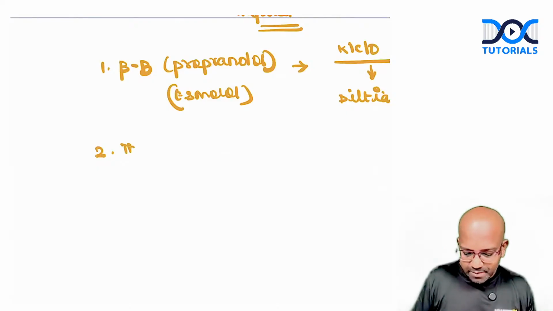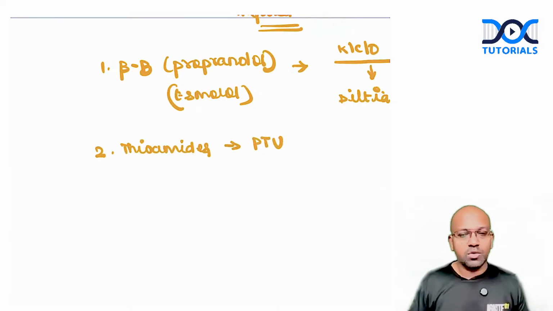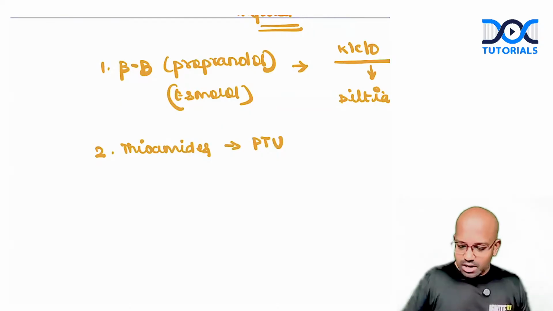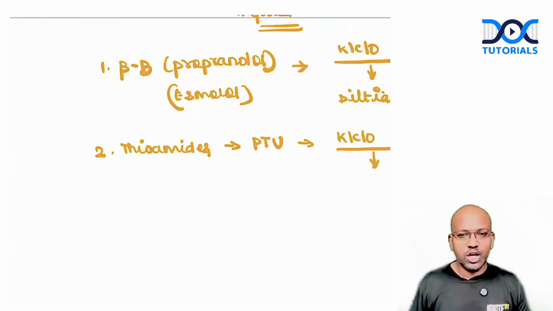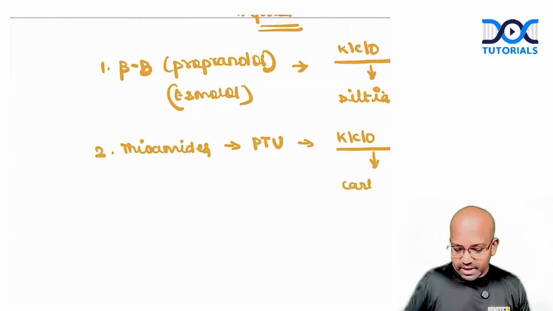Second drug, we can opt for thioamides, which is proper treatment of the conditions. Out of this, we prefer to give propylthiouracil. Now, again, what if the patient is a known case of liver failure? Because we know propylthiouracil might be producing severe hepatotoxicity. In those conditions, the drug of choice would be carbimazole or methimazole.